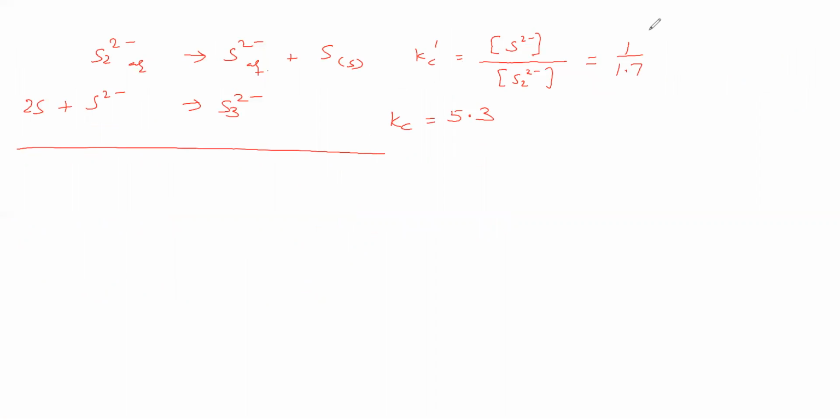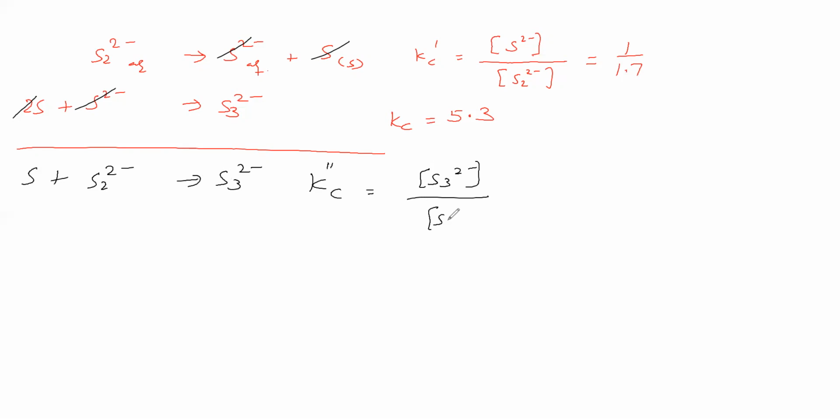Now let us add these two. What is getting cancelled? One sulfur is getting cancelled, so the remaining one sulfur will be there. Then the sulfide is getting cancelled. This gives S2 2 minus gives S3 2 minus. For this, the equilibrium constant: right side S3 2 minus we write in the numerator, left side in the denominator. In that, sulfur we need not write because it is solid.